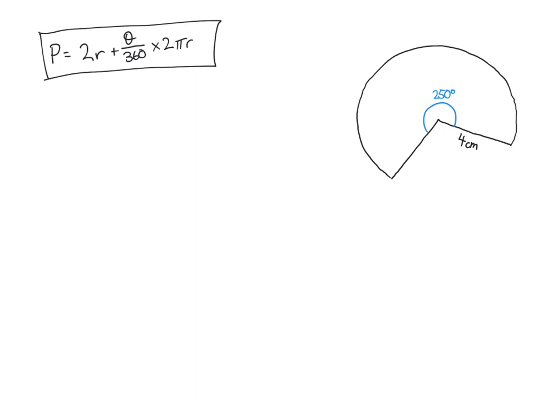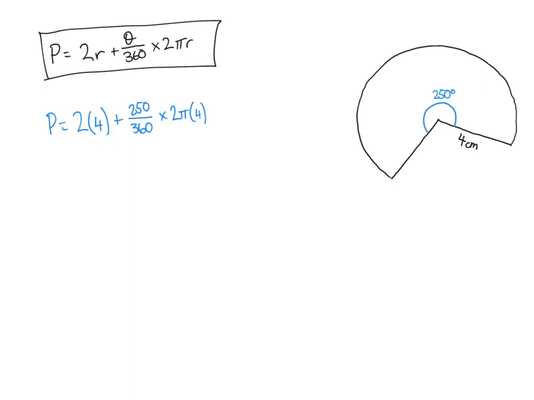Here we have our formula for the perimeter of a sector, and then here we have a sector. So let's use the formula, put the information in, and see if we can find the perimeter of this particular shape. So P equals 2 times, now our radius is 4 in this case, plus, now theta is the symbol that we generally use for an unknown angle, and in this case it's 250 divided by 360 times 2 pi, and then we put our radius in that spot, 4.